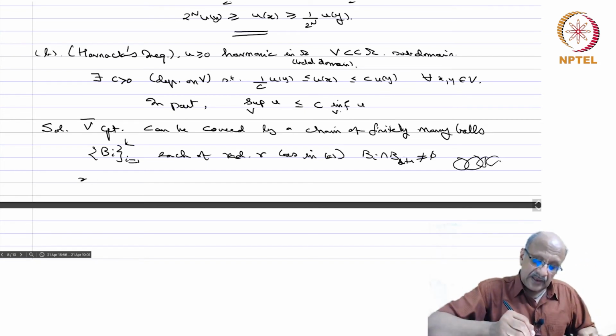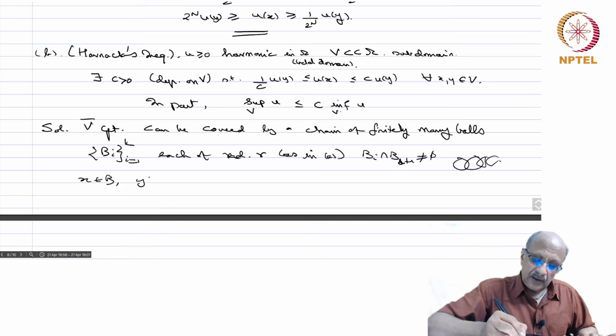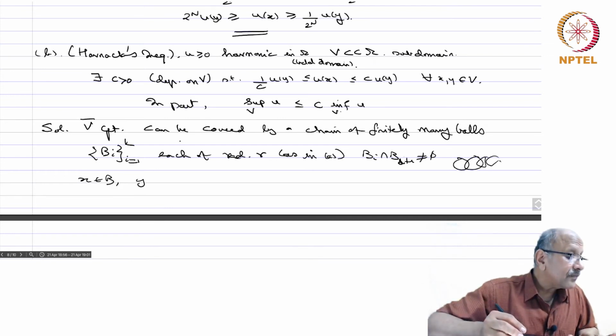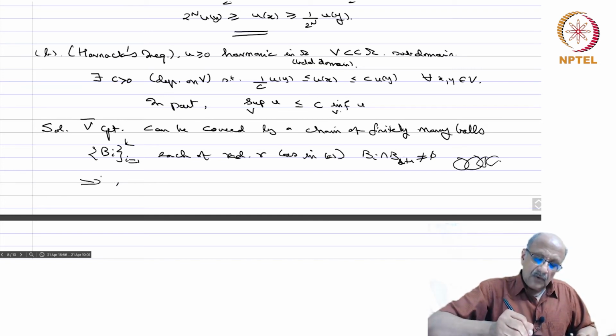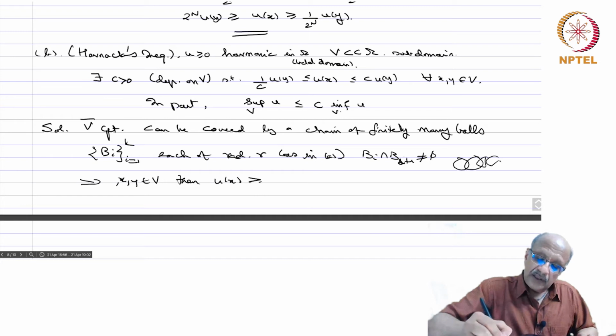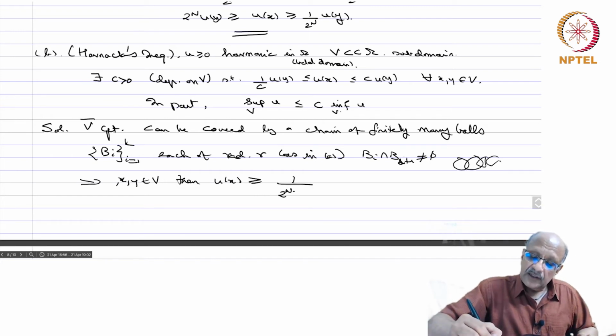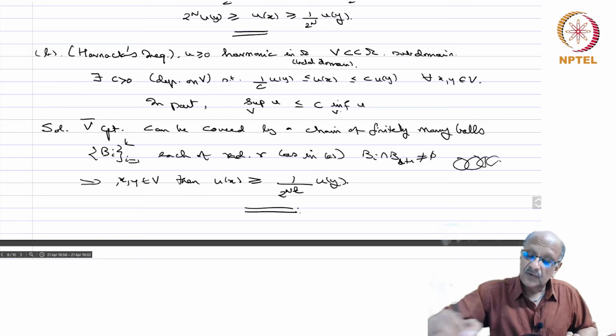And you have x in B1 and y in Bk. So, in each of these balls you have 1 by 2 power n, there are at most k balls. That means if x, y belong to V, then u of x will be greater or equal to 1 by 2 power n times k times u1, and that will give you the result.